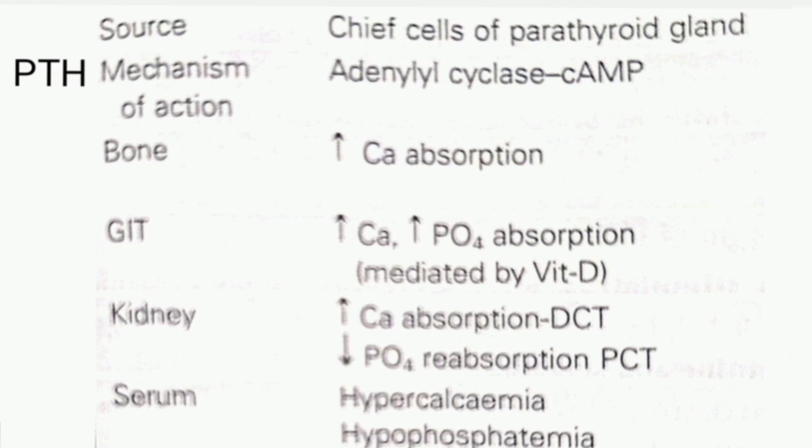So ultimately, the major aim or major purpose of parathyroid hormone is to maintain hypercalcemia and hypophosphatemia in the serum. So these are the overall actions of the parathyroid hormone acting on three structures, with the source and mechanism of action.